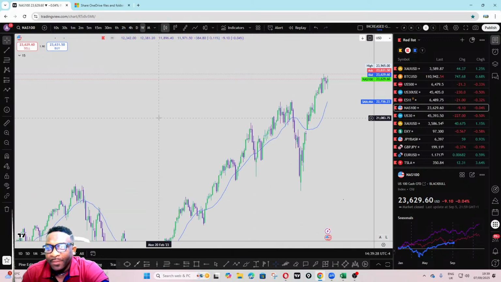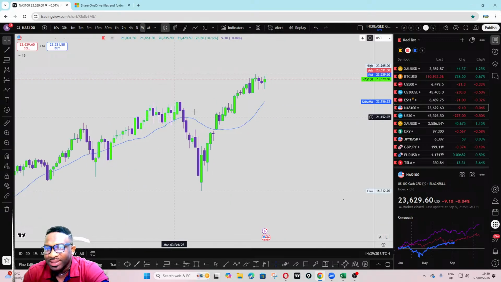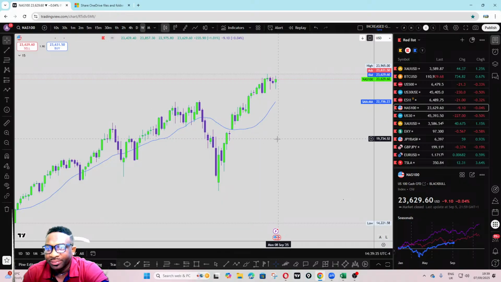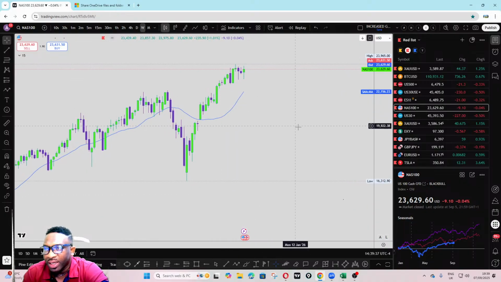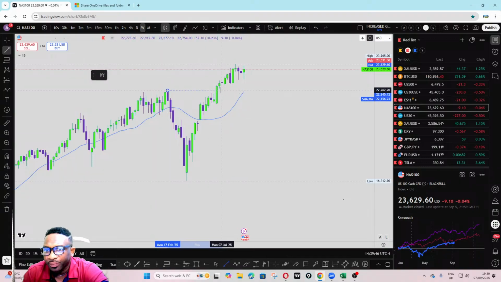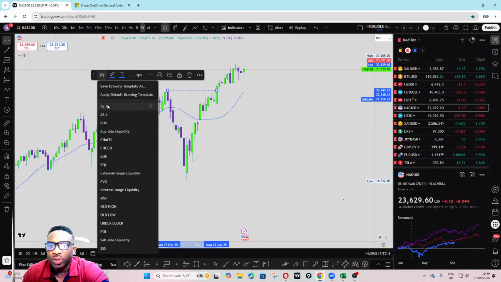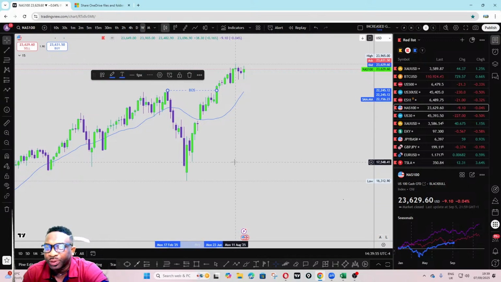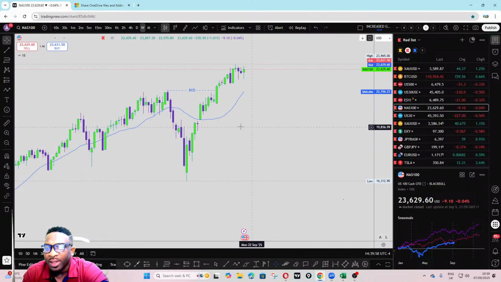So from what we see here on the weekly, we have price also taking out this high, a break of structure right here. Once we have a break of structure, we have to originate it to the origin. So from this push up, the origin will be here.